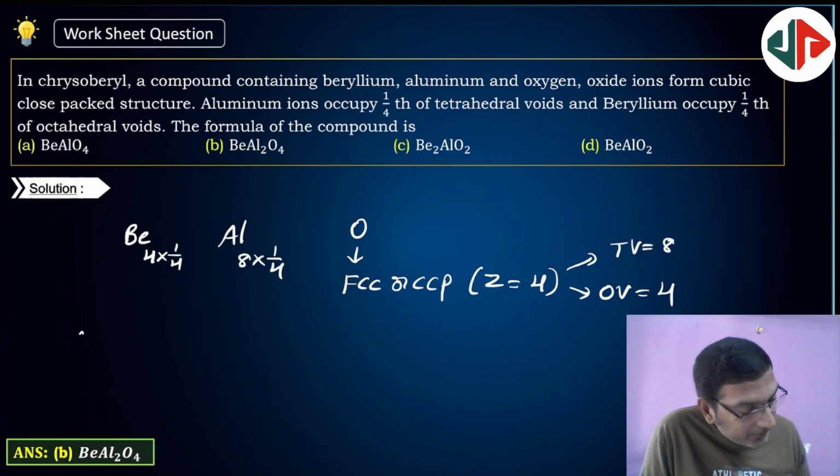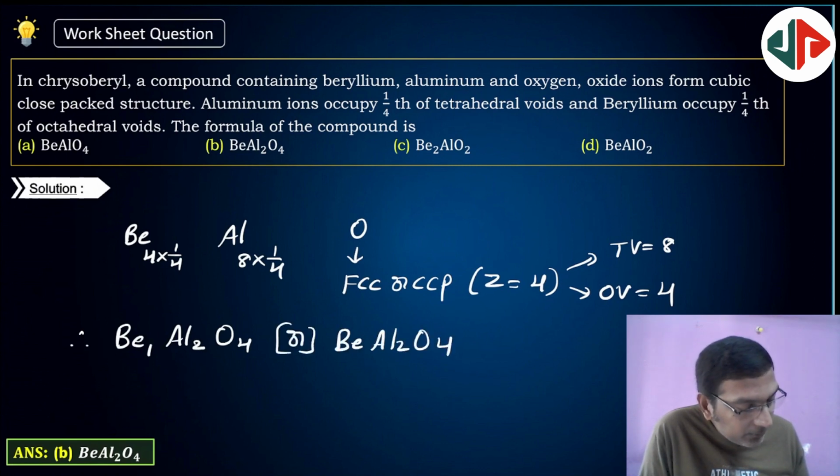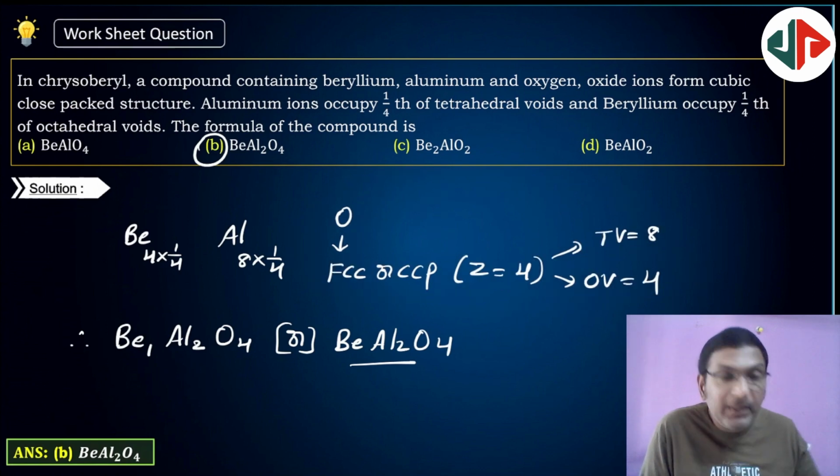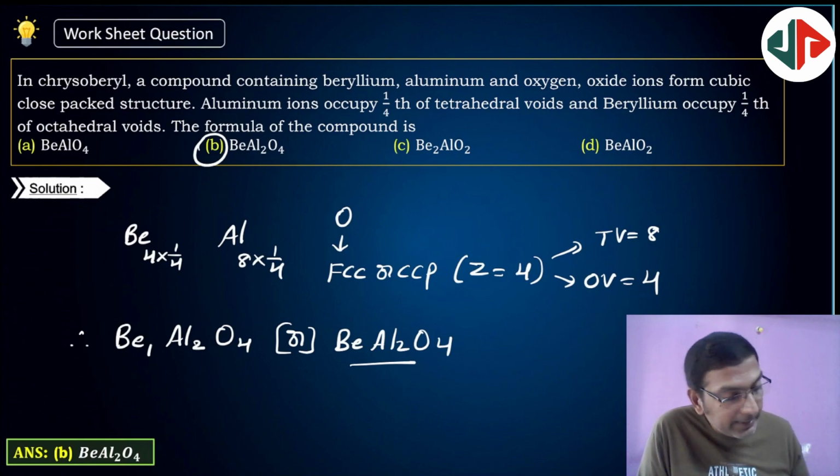So therefore, Be1, Al2, O4, or BeAl2O4 is the formula. Option B. Simple question. Very, very important. If effective number of atoms equal to Z, tetrahedral voids 2Z, octahedral voids Z. Next.